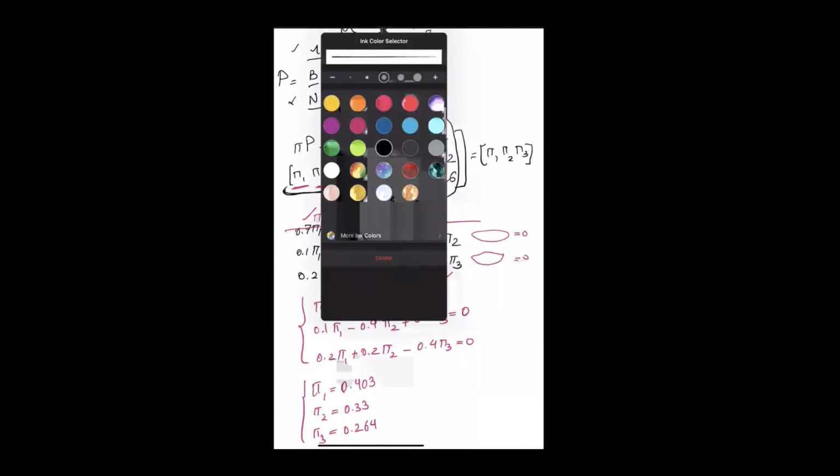Okay, so these are the numbers. 0.4. The sum of pi 1, pi 2, pi 3 is 1. So these are pi 1, pi 2, pi 3. Remember, we said MBN, so that's the order. Pi 1 is M, 2 is B, 3 is N. So in the first scenario, when we had only 2 restaurants, pi M was 0.6, pi B was 0.4.